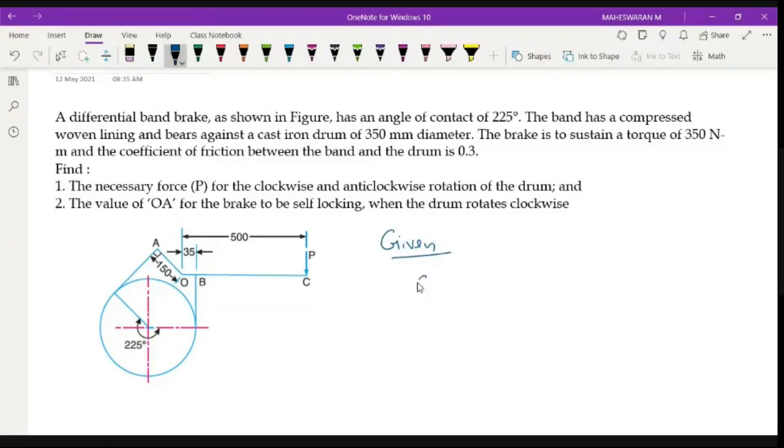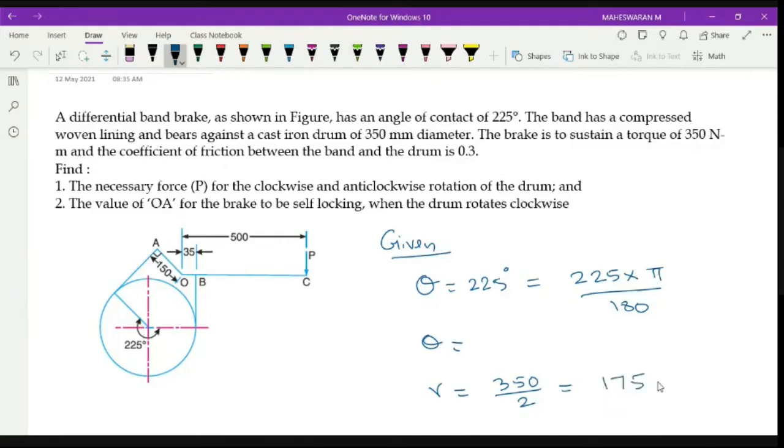You have angle of contact theta, which is equal to 225 degrees. So this I have to put in radians. So I will multiply with pi and divide by 180, so I get theta value in terms of radians. This is the first thing. Then the drum diameter is given, so we will be using it in terms of radius. So radius of the drum is 350 divided by 2, which is around 175 mm.